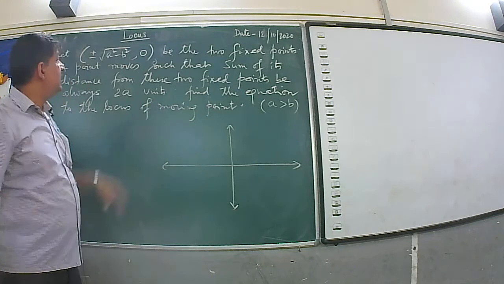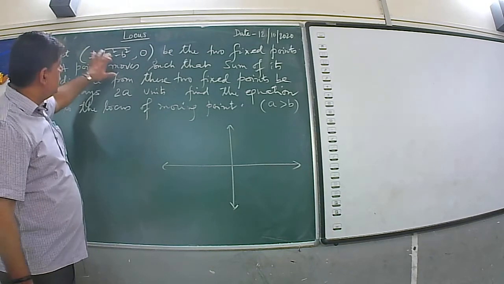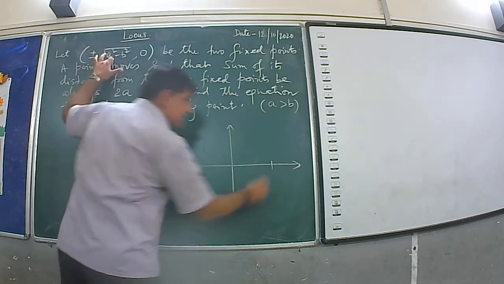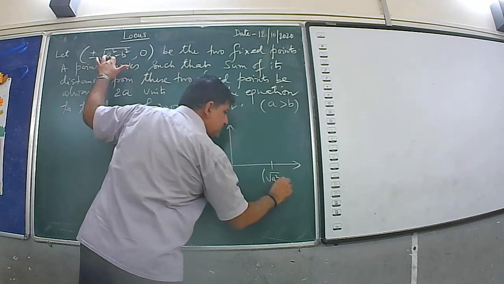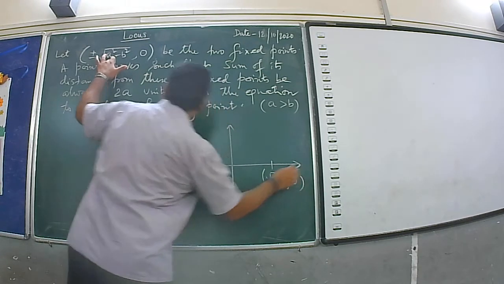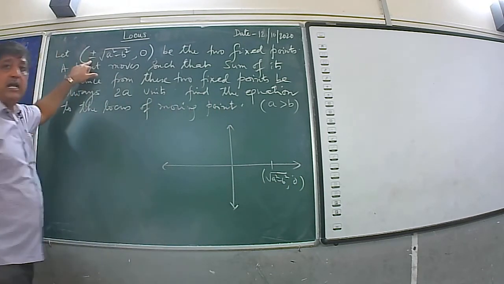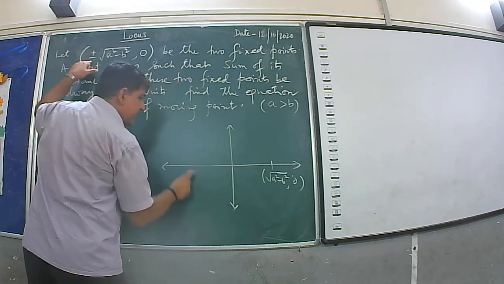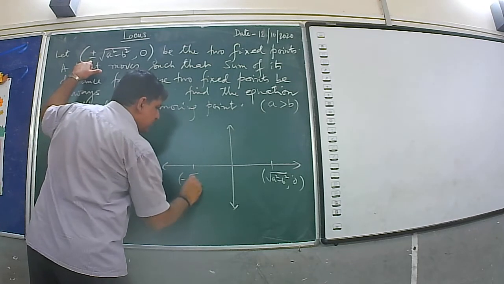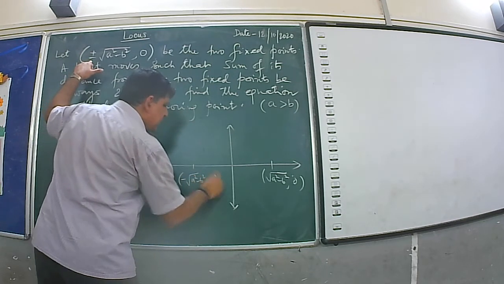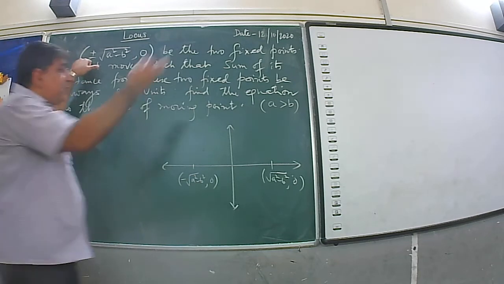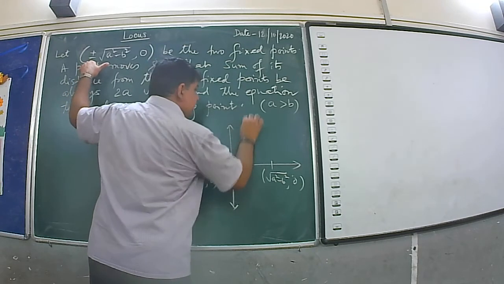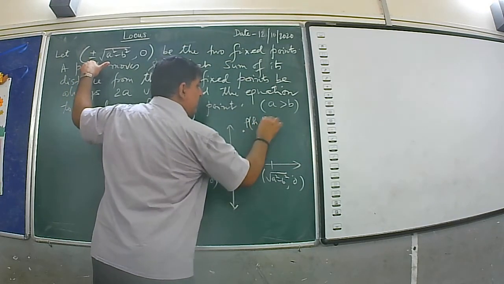Now, this point is plus root a square minus b square comma 0, so it lies somewhere here. And the same point here is minus root a square minus b square comma 0. So the same distance you have to take in this direction, that is minus root a square minus b square comma 0. Now there is a point, and this point may be anywhere in this Cartesian space. Say this is the position of the point P(h, k).